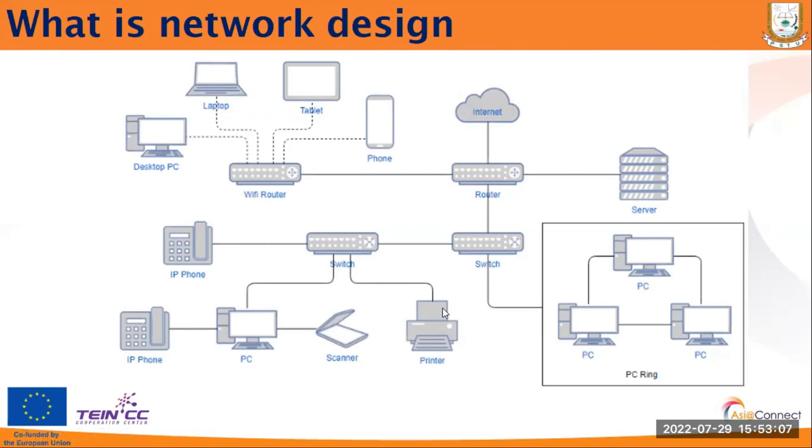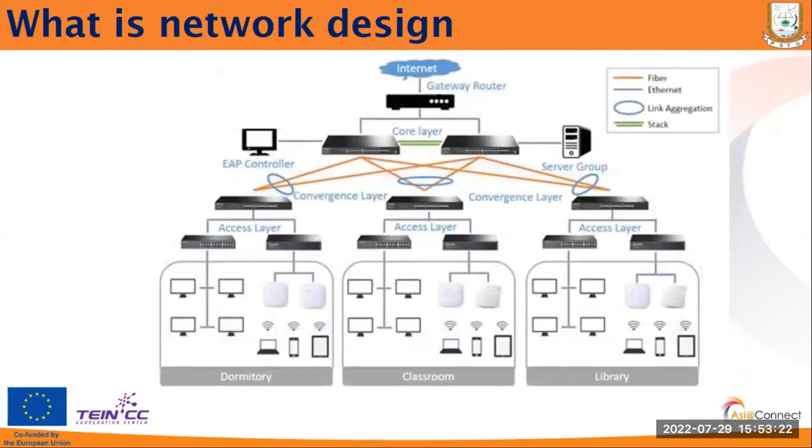But in real life, we can't see it as a diagram; we use the routers, the switches, and the PCs, servers, scanner, tablet, phone, etc. So this is another network design where it is organized: from the internet, it uses the gateway router, then the core layer using switches or routers, then the distribution layer and access layer, and here you can see the dormitories, classroom, and library. And how we can design this and use this.